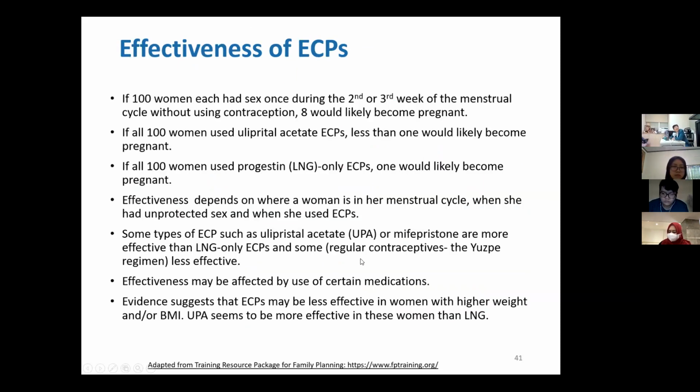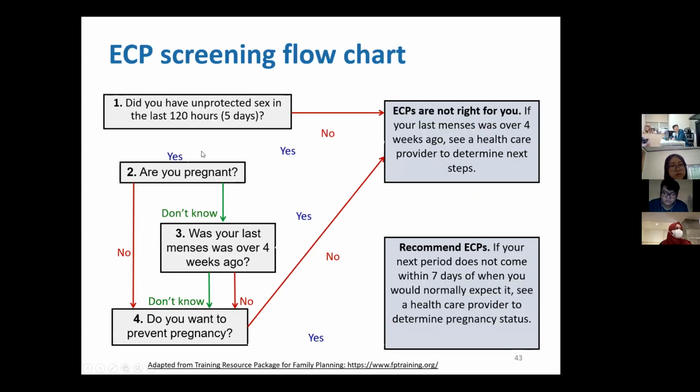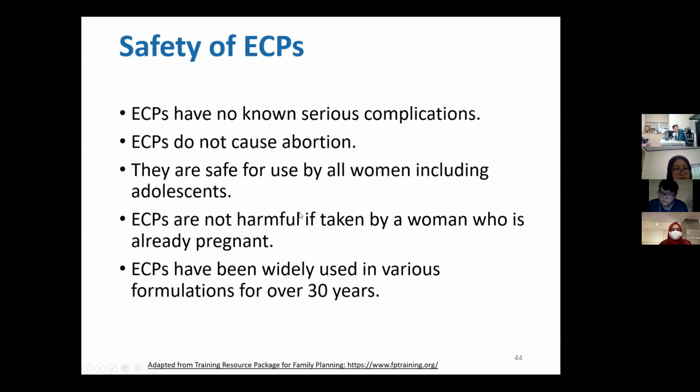The effectiveness is fine. I think it's good enough. And right now we already have an abortion pill. So if ECP fails, we have some method to overcome. The safety of ECP is good.